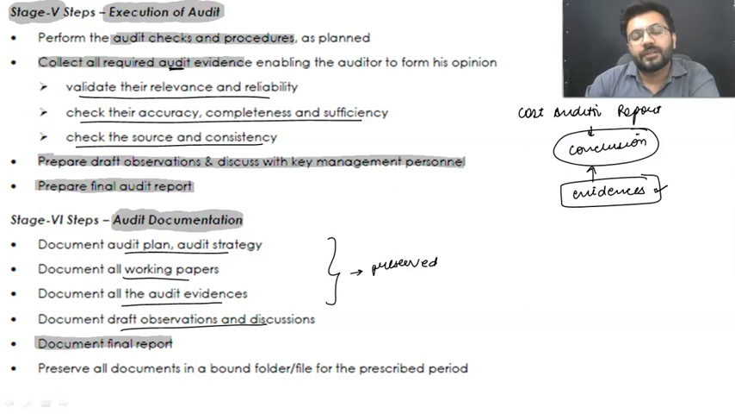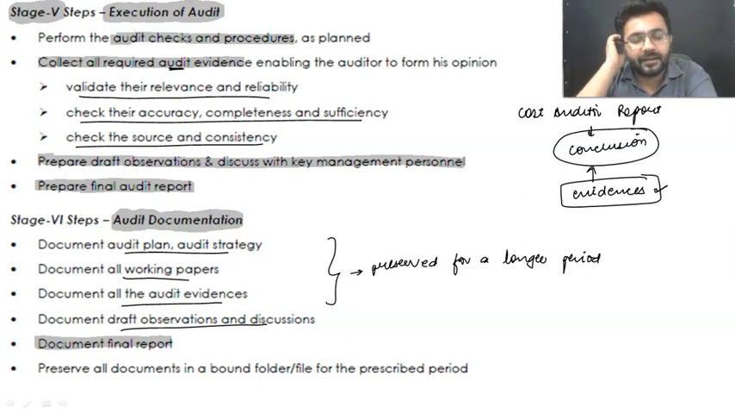They are preserved for a specified time limit, which we are not going to discuss today, as we are done for the day. They are going to be preserved for a longer period, depending on the audit. You can take it as 8 years, 3 years, or 5 years, depending upon the scenario. And this time period is something which we are going to discuss later.